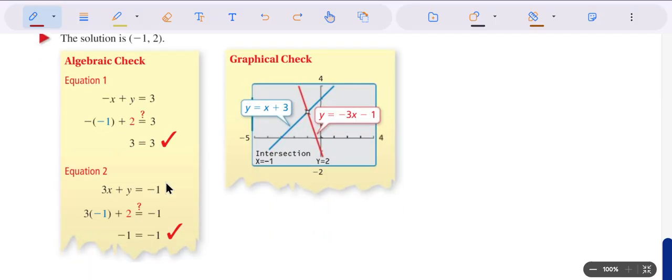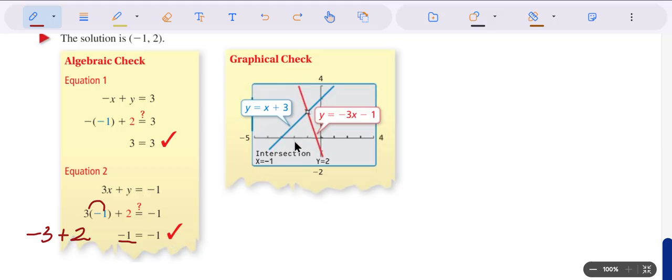Now in the second equation, 3x plus y equal to -1. 3 times -1 plus 2 equal to -1. That will become -3, right? Negative 3 plus 2 becomes negative 1, right? And the right side also negative 1. So that means that our answer is correct.